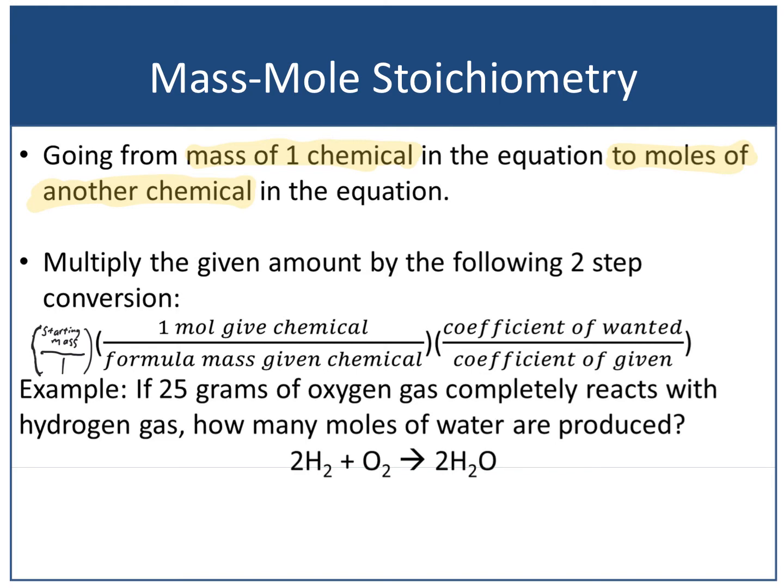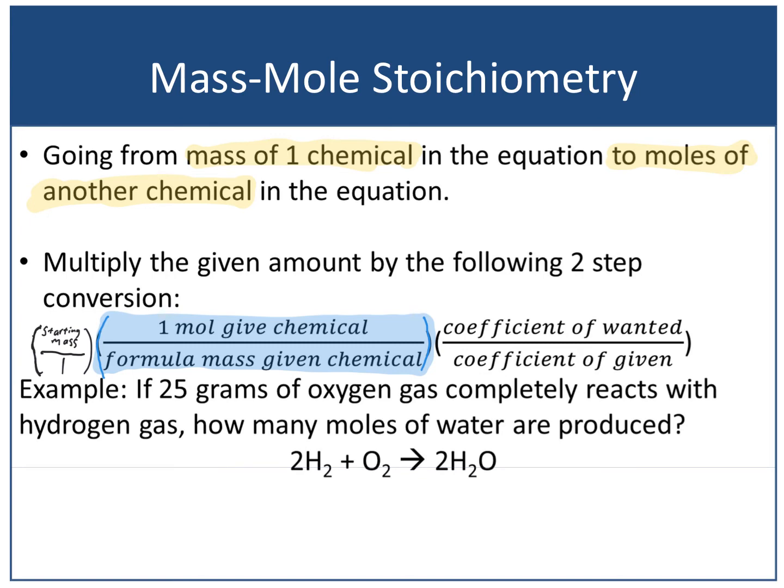All right, and then we do two things. First thing we multiply by is a conversion that converts our mass to moles. We got to get into the mole before we can change our chemical around. 1 mole of the given chemical is equal to the formula mass of the given chemical. So we have to find formula mass, adding up everything in the formula.